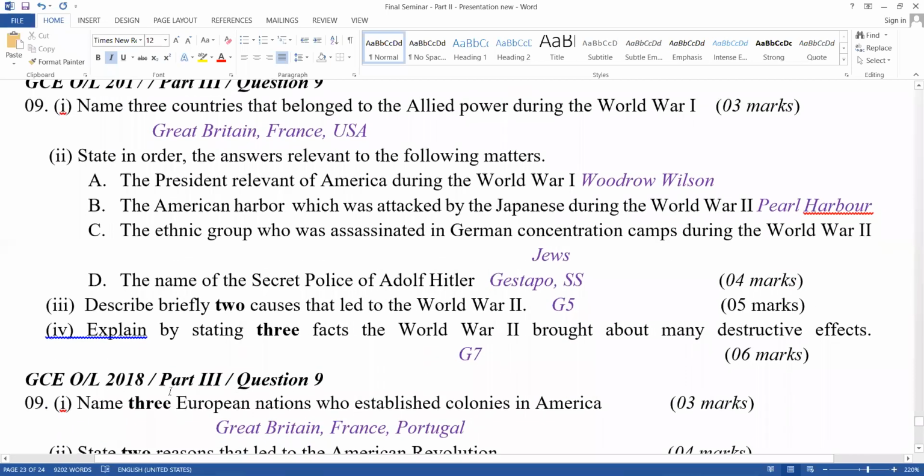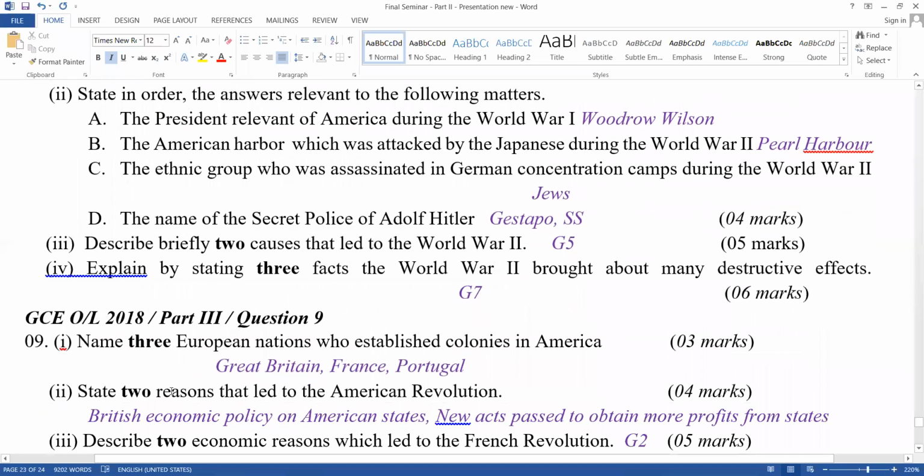2018, name 3 European nations who established colonies in America: Great Britain, France, and Portugal. 2 reasons that led to the American Revolution: British economic policy on American states and new acts: Sugar Act, Currency Note Act, and Stamp Act.